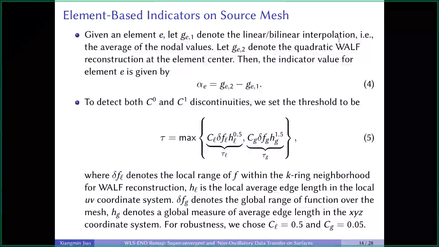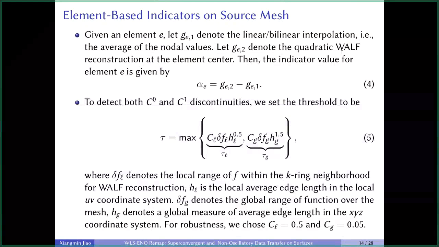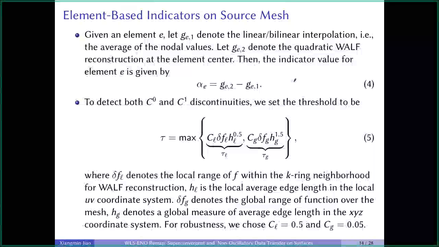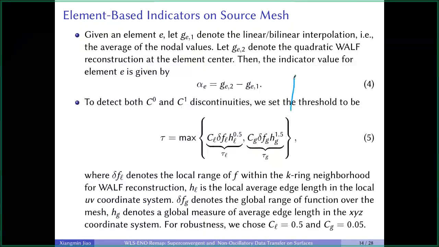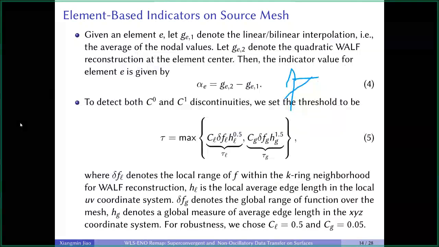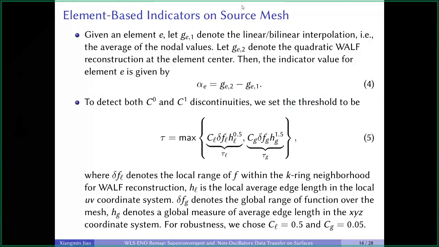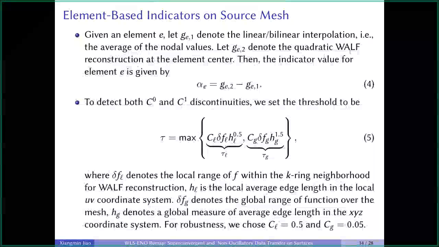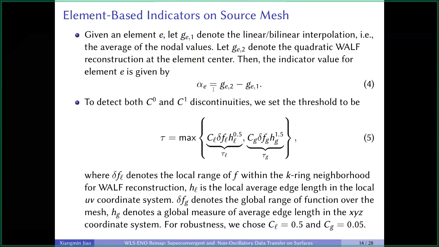And to do that, the bottom line is that we use WALF. So as I said, WALF is quite oscillatory near discontinuities. So it's far more oscillatory than CMF. So it gives you overshoot. And at the same time, if you use linear interpolation, it's going to be very flat, very smooth, no more oscillation. So what we do is that we compare WALF against linear interpolation. We use that to compute an indicator alpha value.